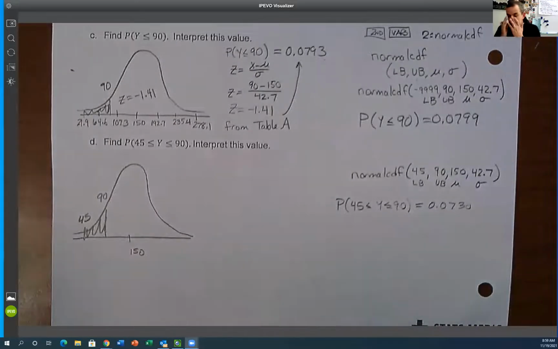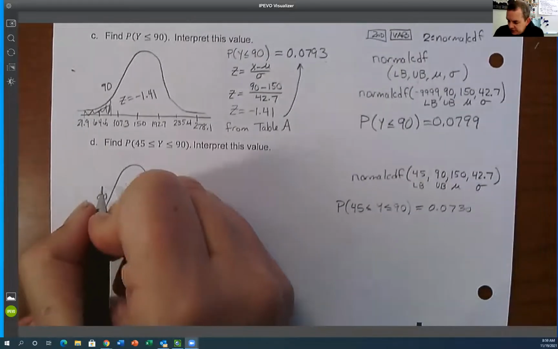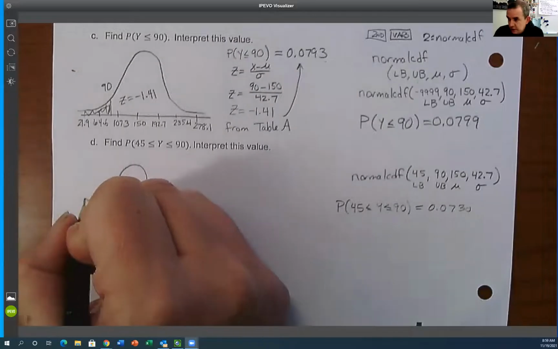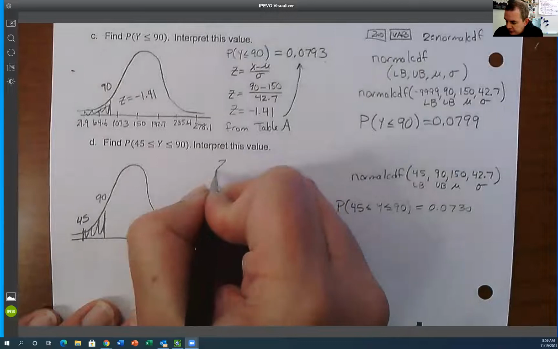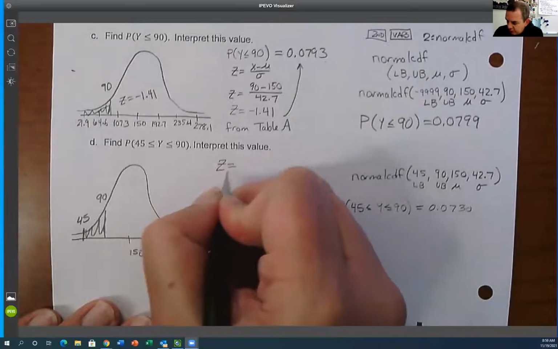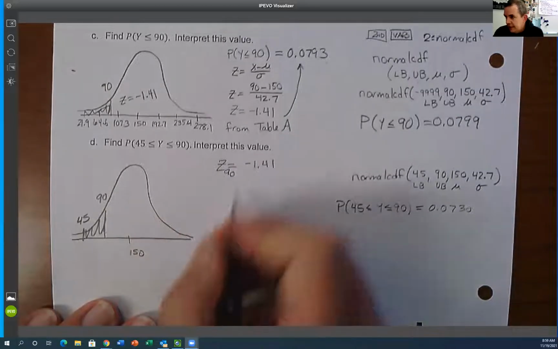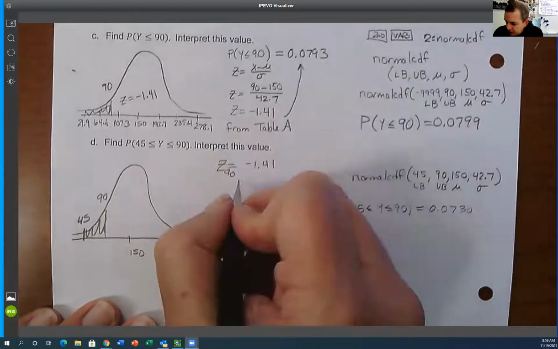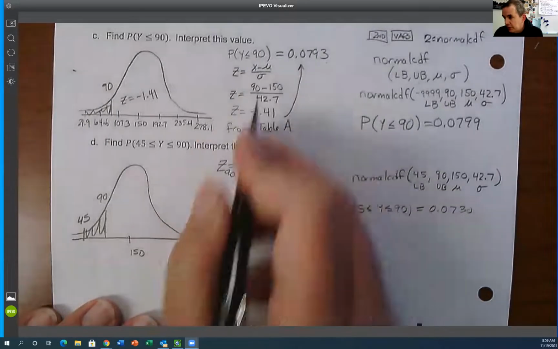And if I wanted to do it by table A, what I would need to do is figure out the z-score for each one of these. So I need to figure out the z-score for 90, the z-score for 45. So we know from the first one that the z-score for 90 is negative 1.41. And that gave us an area of 0.0793. So that's what we know from this.